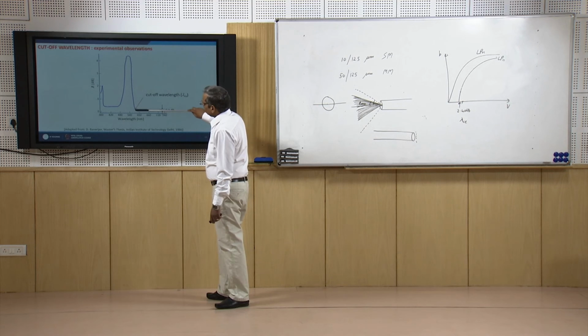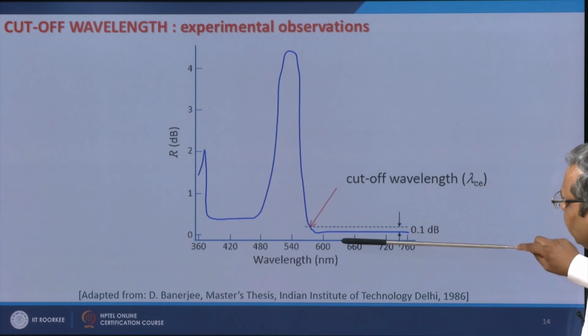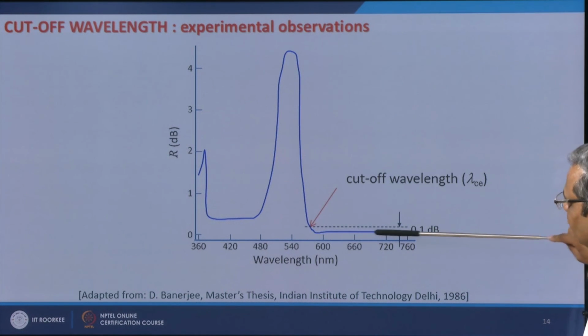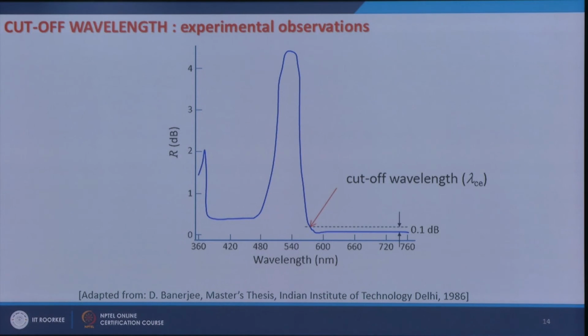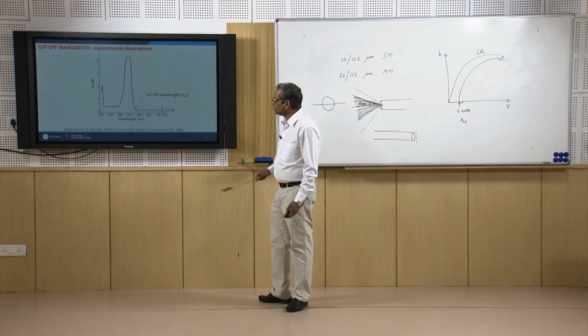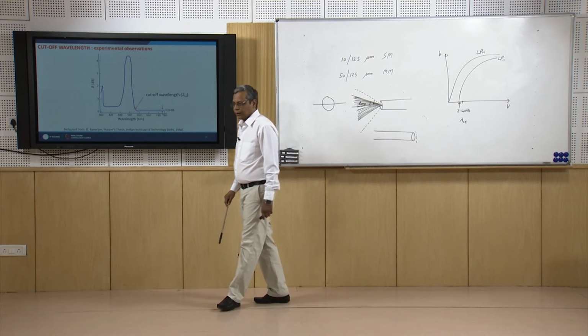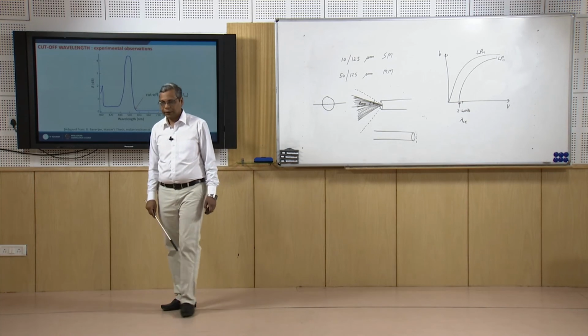Now, if I identify a point here which is 0.1 dB above this long wavelength edge, then this wavelength here will give me the cutoff wavelength. So, using this I can measure the cutoff wavelength.